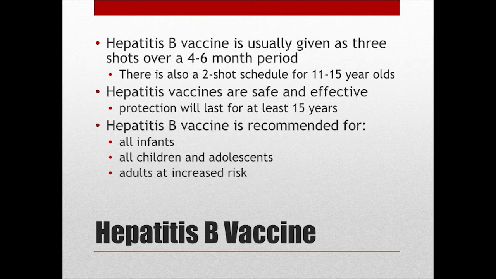There's also, like I said, a vaccine for hepatitis B that's usually given as 3 shots over a 4 to 6 month period. And there's also a 2-shot schedule for younger 11 to 15-year-olds. But it's also, like I said, given to very, very young children nowadays, and that has caused the number of incidents of this disease to decrease dramatically. The vaccines last at least 15 years.